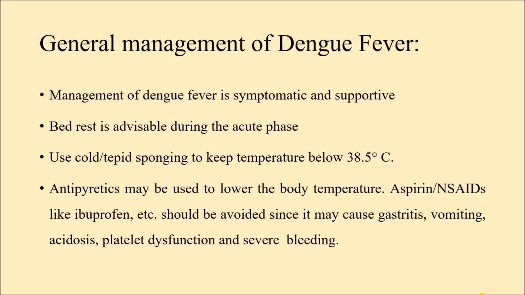The management of dengue fever is symptomatic and supportive. During the acute phase, bed rest is advisable, and to keep the temperature below 38.5 degrees Celsius, we recommend cold or tepid sponging frequently. Antipyretics like paracetamol can be used to reduce the body temperature, but aspirin and NSAIDs like ibuprofen must be avoided because they cause gastritis, vomiting, acidosis, platelet dysfunction, and can also lead to severe bleeding.